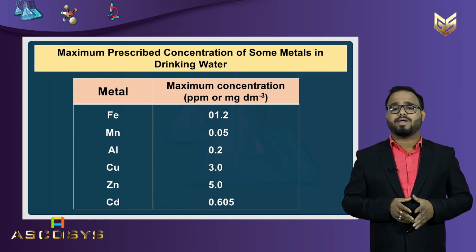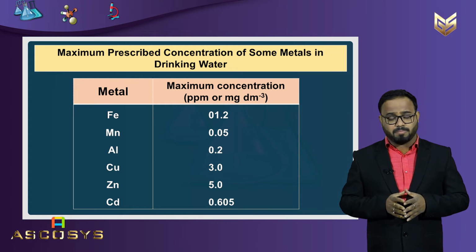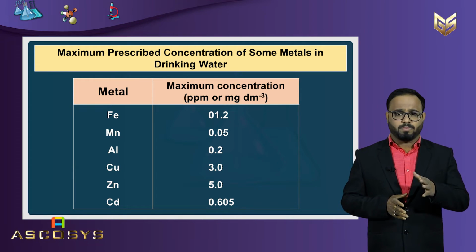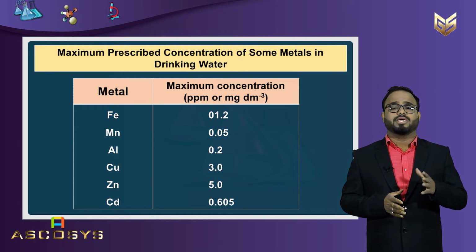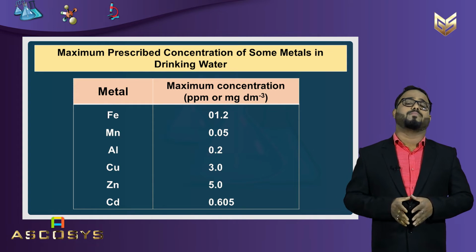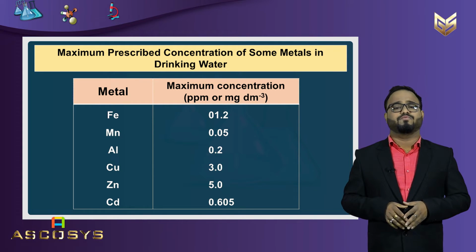Iron, it is 1.2 ppm. Manganese, it is 0.05 ppm in water. Aluminum should not be more than 0.2 ppm. Copper should not be more than 3 ppm. Zinc should not be more than 5 ppm. Cadmium should not be more than 0.005 ppm.